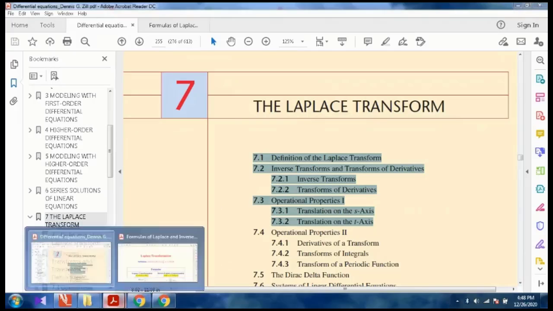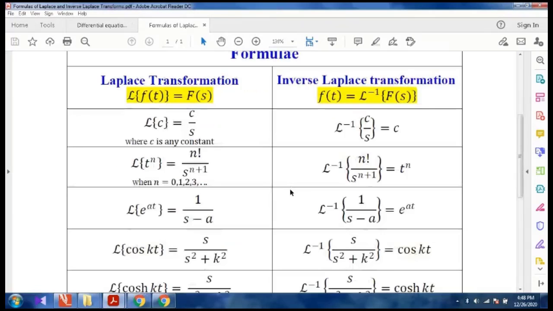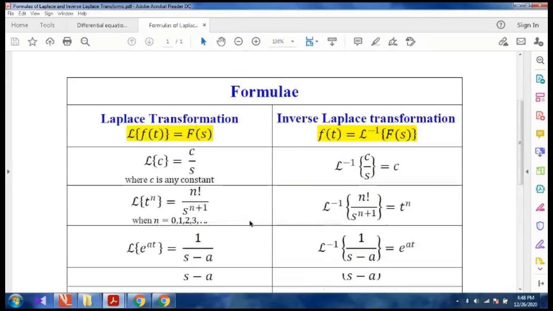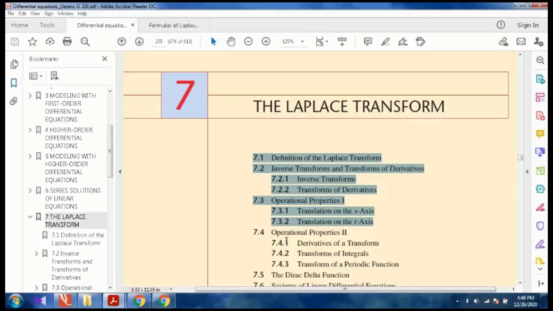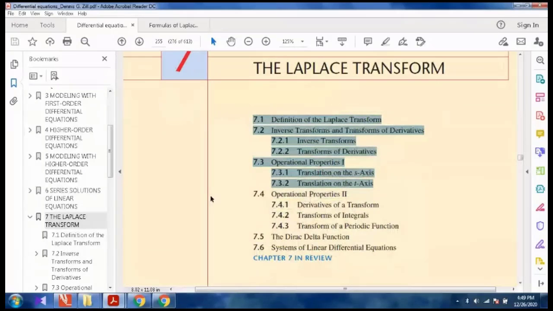Okay, the techniques are this one. The formulas are here. Go through the problems and try to work the problems with these formulas. Then you will get the insights. So sections 7.1, 7.2 and 7.3 are enough for your final exam. Okay. So let's start with 7.1.